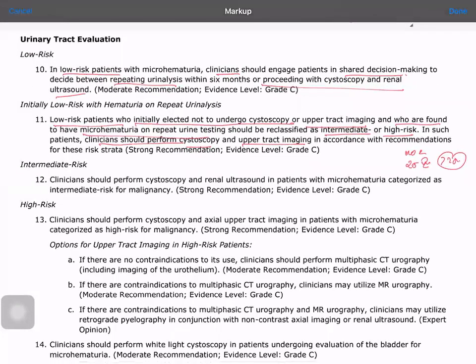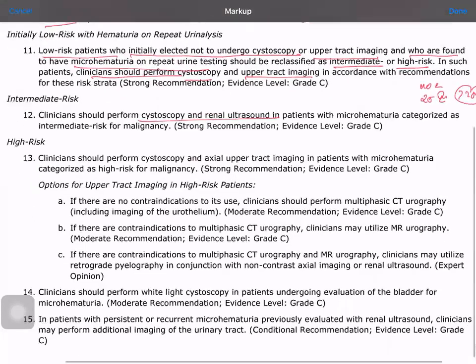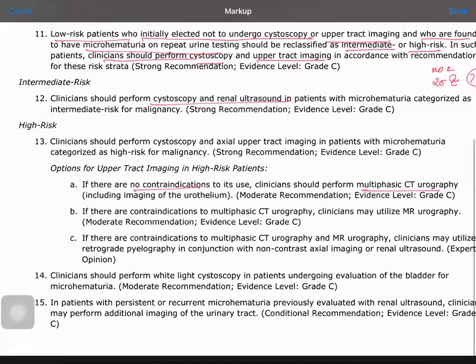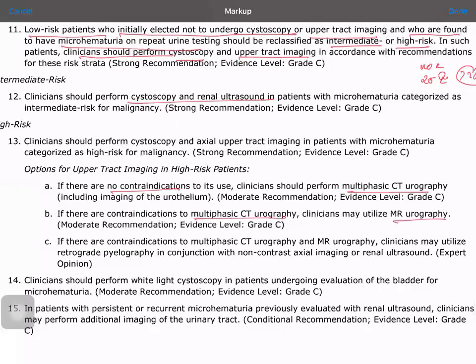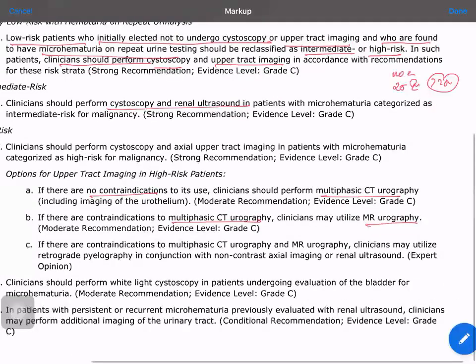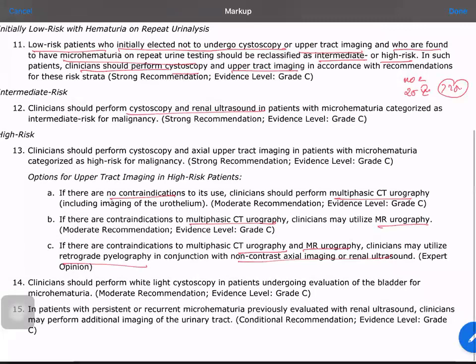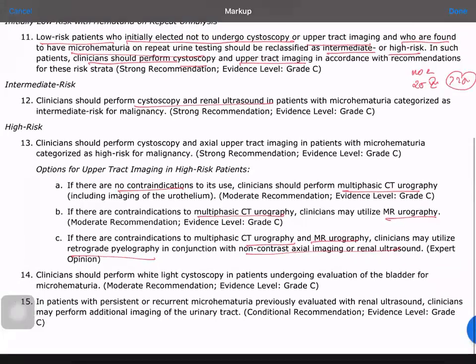For intermediate risk, we go directly for imaging. For high risk patients, if there is no contraindication, we go for multiphasic CT urography. If there is a contraindication, we go for MR urography. If the patient is not able to have CT or MR urography, we can go for retrograde pyelography, along with non-contrast imaging or renal ultrasound.